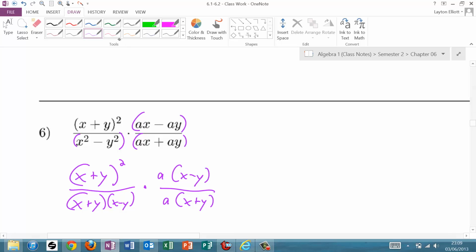So how's this going to work? Well, the a's cancel. The x minus y's cancel. Why do those cancel? Well, because our fraction bar can be extended, leaving this with just multiplies everywhere, but it's still just multiplying.